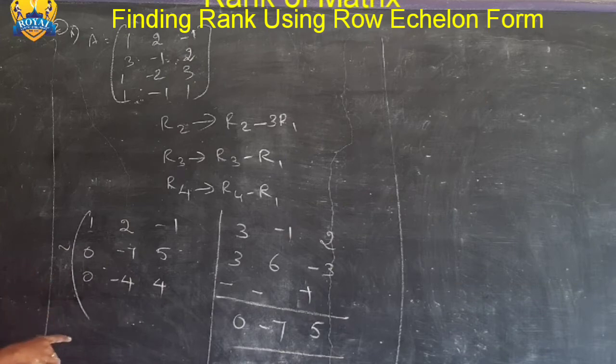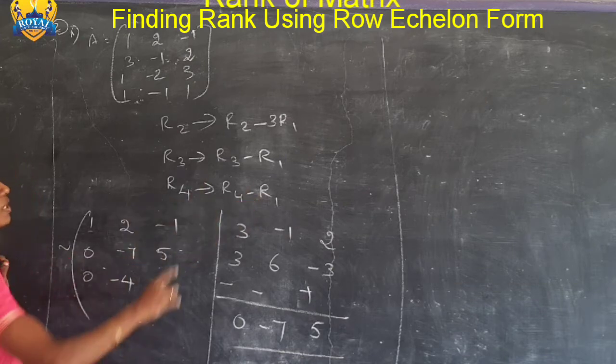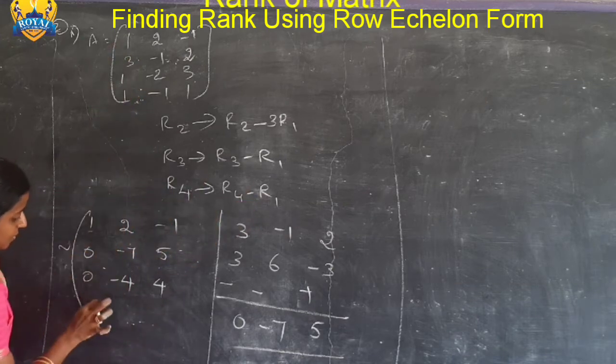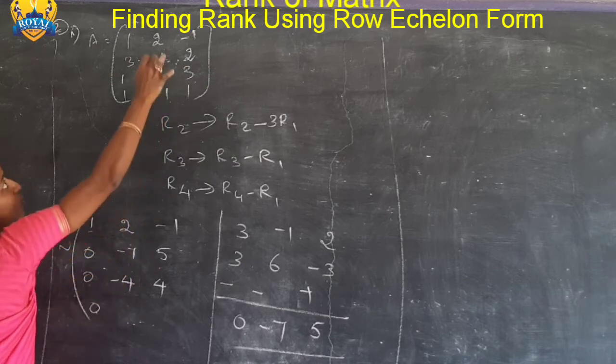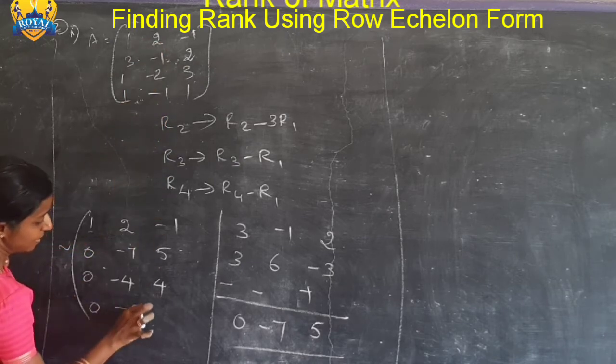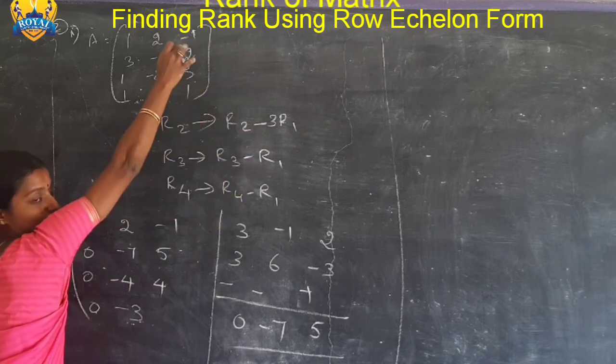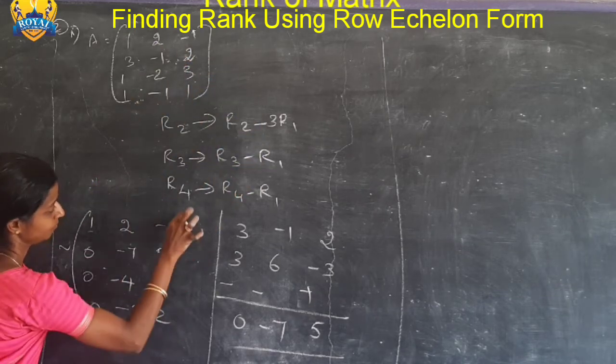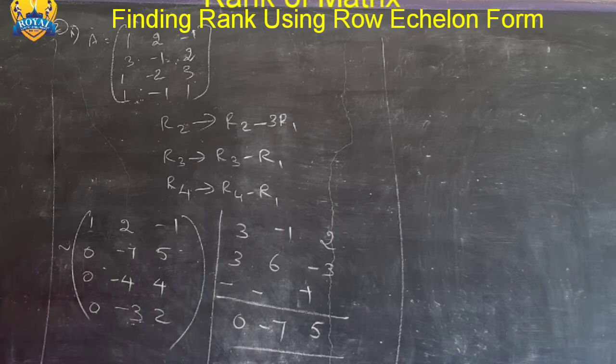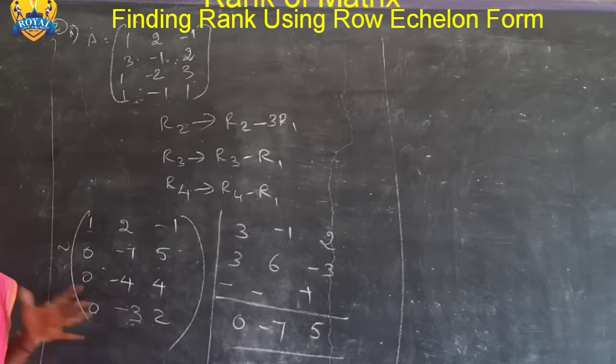Similarly, R4 minus R1. 1 minus 1, 0. Minus 1, minus 2, minus 3. 1 minus of minus 1, so 1 plus 1, 2. So, this is my equivalent matrix obtained from the given matrix.